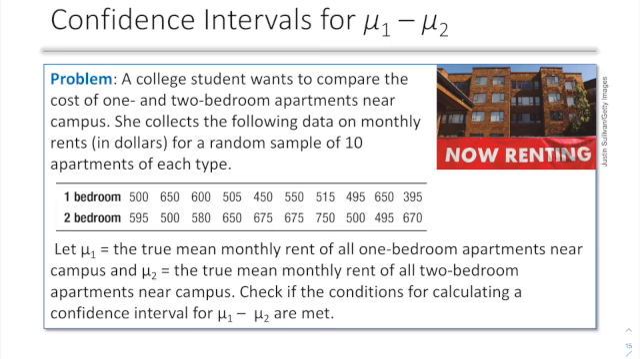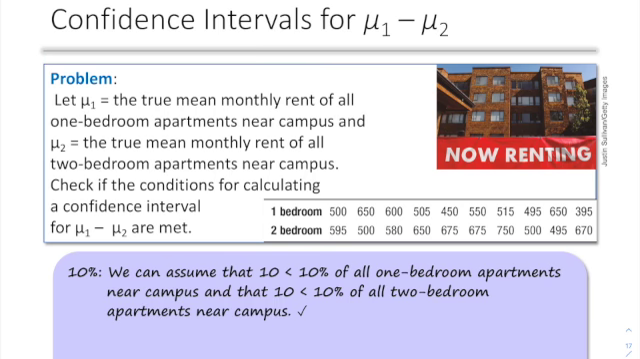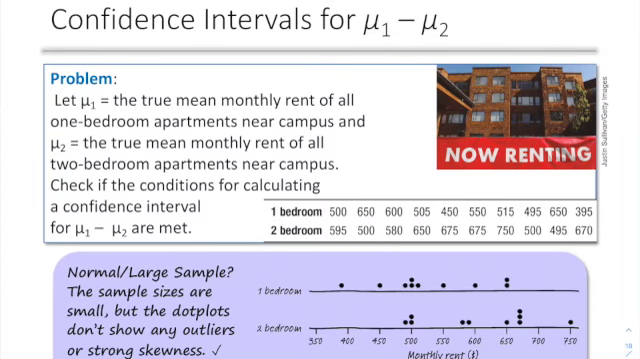Let mu sub 1 be the true mean monthly rent for all 1 bedroom apartments near campus, and mu sub 2 the true mean monthly rent for all 2 bedroom apartments near campus. Check if the conditions for calculating a confidence interval for the difference in means are met. So we do have 2 random samples of 10 1-bedroom apartments and 10 2-bedroom apartments. We can't assume that 10 is less than 10% of all 1-bedroom or 2-bedroom apartments near campus.